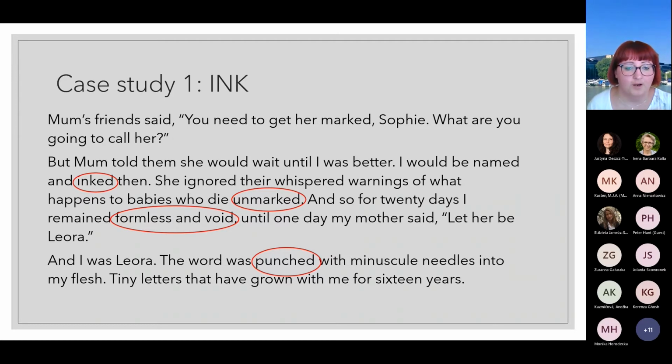So already you have marked use of verbs: inked, unmarked, punch. We are very physical, and also adjectives like formless and void, which really makes you think, okay, what is she saying here? This is foregrounding that this whole first book is about her identity. Well, the whole trilogy is: what does it mean to be marked? Is it what I am, or maybe I can be something else?